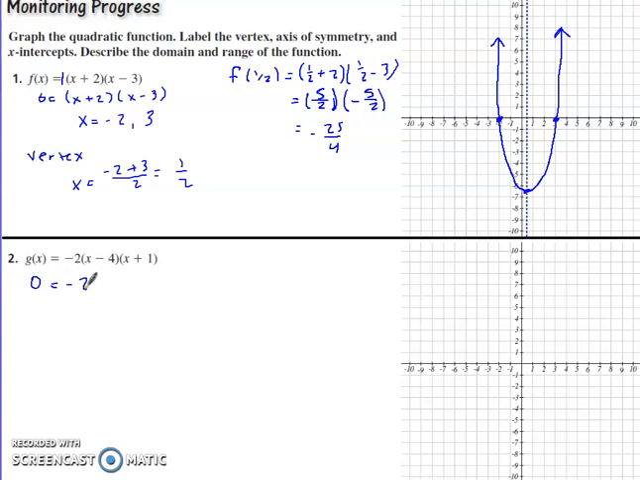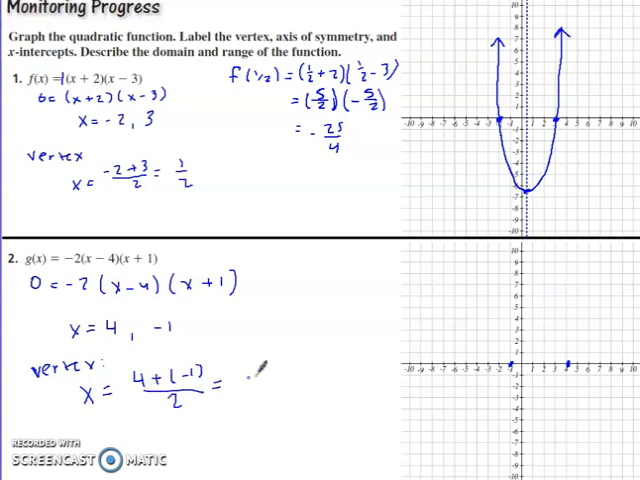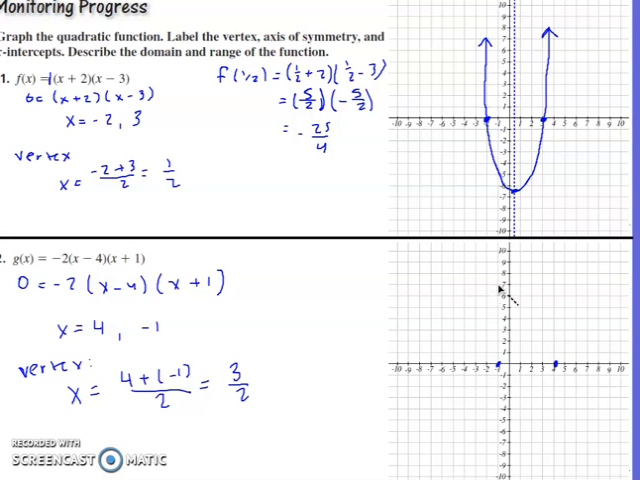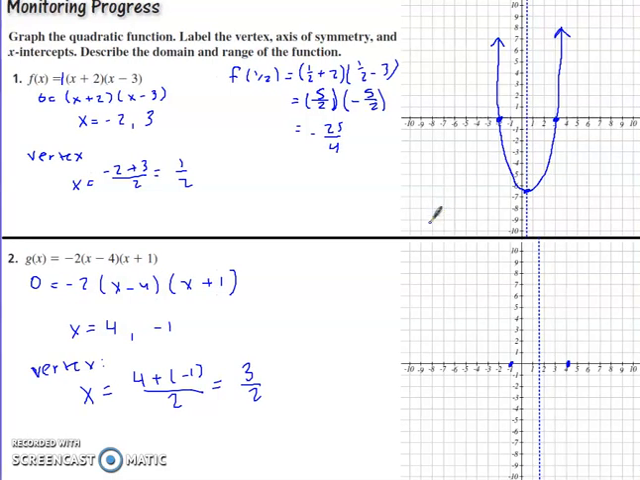In number 2, letting y equal 0, I can find my two x-intercepts, which would be a positive 4 and a negative 1. So positive 4 and negative 1, which means that my vertex has an x value equal to half of the sum of those two intercepts, or 3/2. So my vertex is going to be right about here in between 1 and 2 at 3/2, or 1.5. To find the exact y value, I go ahead and plug in that x value.